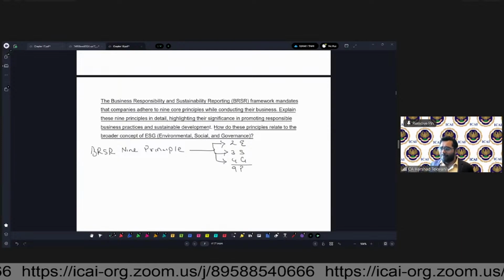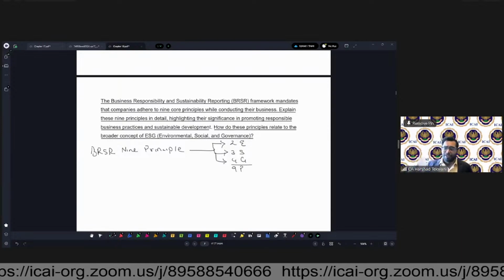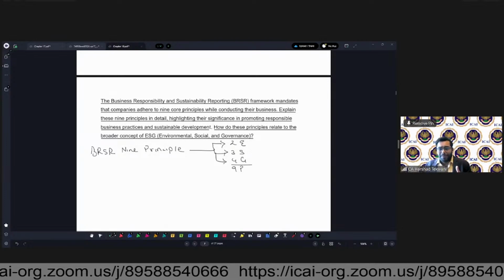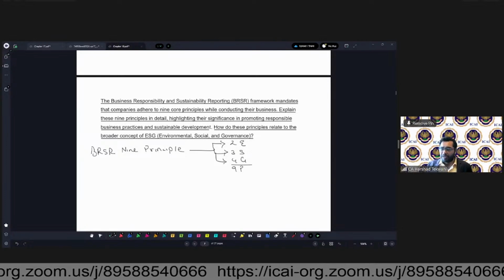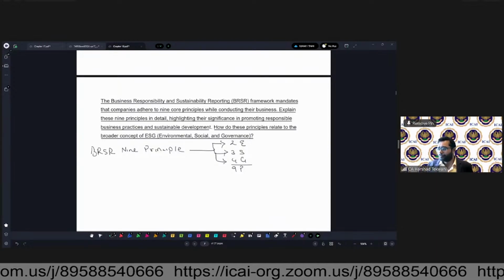And again, these 9 principles are aligned to the Sustainable Development Goals issued by the UN. So this is how the BRSR 9 principles are there. Any doubt till now?